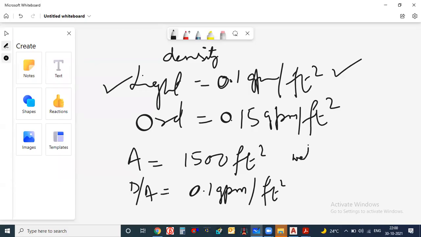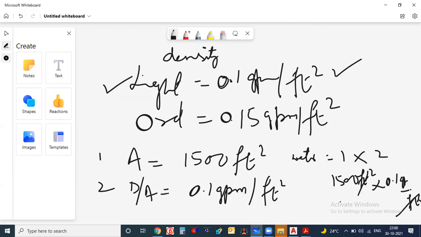What I have to do is simply multiply this area into the density. I need to multiply 1 into 2. So 1500 square feet into 0.1 GPM per square feet. The square feet value will get cancelled and this will become 150 GPM. So this is one of the advantages of using this density. If you know the area, you will at least know what GPM value you are going to get. But for the sprinklers now.